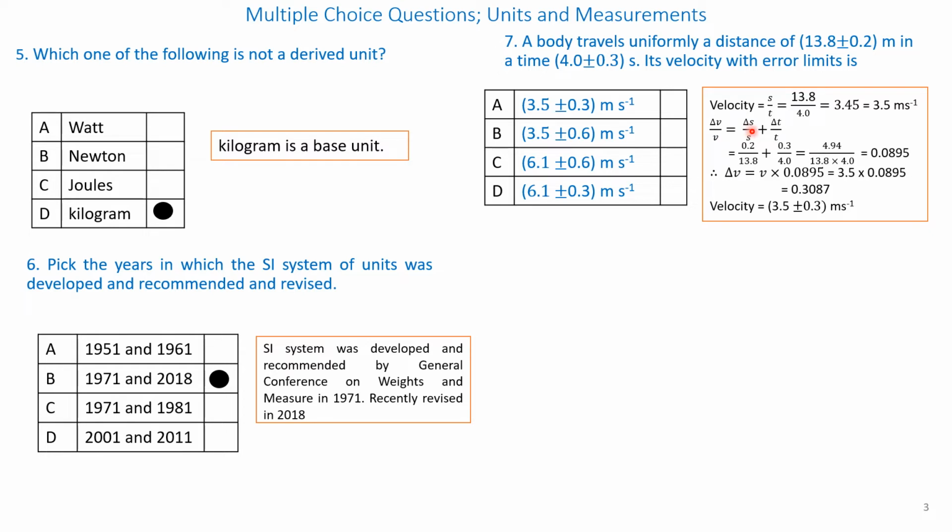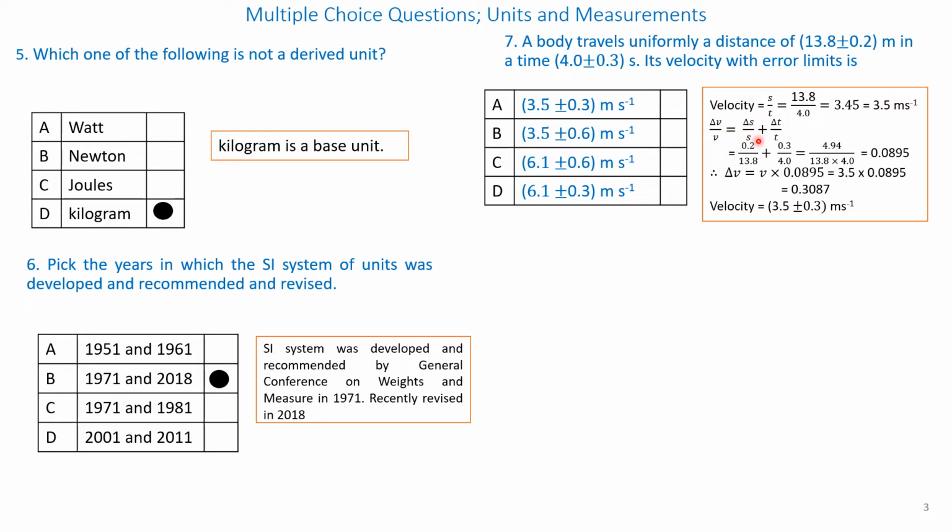So delta S is the incremental error in distance and S is the distance. Delta T is the incremental time over T, that is error. Error in time T is given by delta T by T. Error in S is given by delta S by S, and error in velocity is delta V by V.